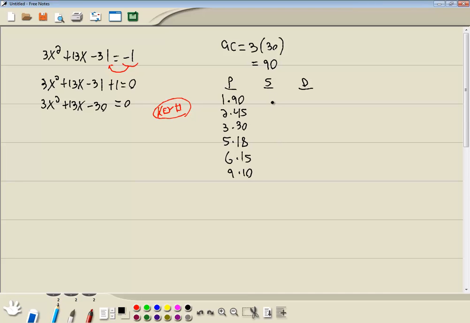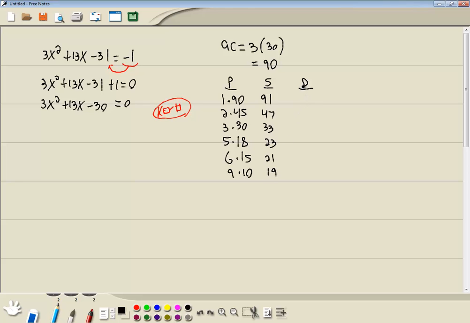In the sum column, we're going to add these together. 1 plus 90 is 91. 2 plus 45 is 47. 3 plus 30 is 33. 5 plus 18 is 23. 6 plus 15 is 21. 9 plus 10 is 19.